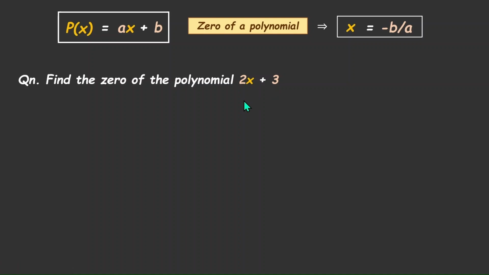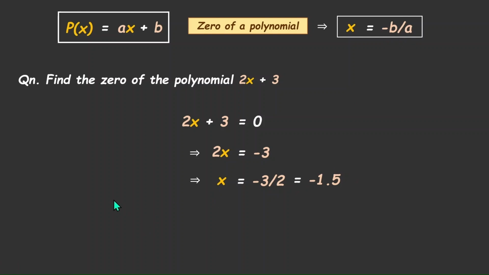Now let's do it in the standard way, not using the formula. The zero of this polynomial would be when this 2x plus 3 would be equal to 0. And we have to find the value of x, which would be the zero of the polynomial. So we can subtract both sides by 3 to get 2x is equal to minus 3. And we can divide both sides by 2 to get x is equal to minus 3 by 2 or minus 1.5. And if you look at the formula, here 3 is b and a is 2. So x from the formula would also be minus 3 divided by 2, which is what we got.